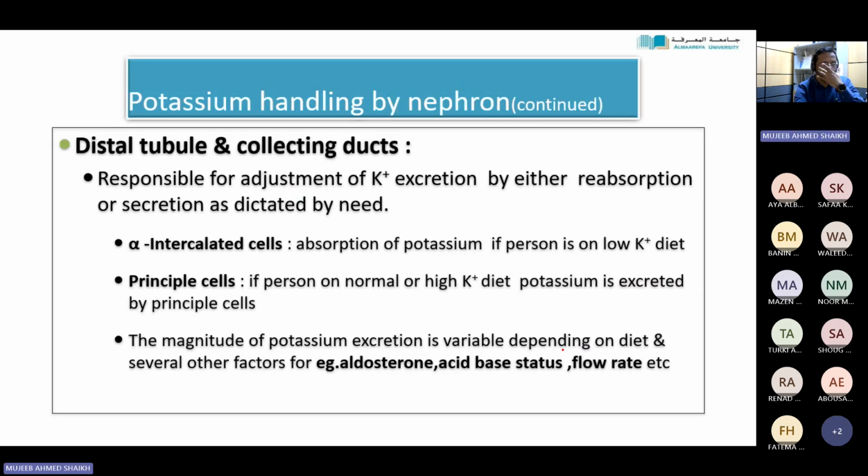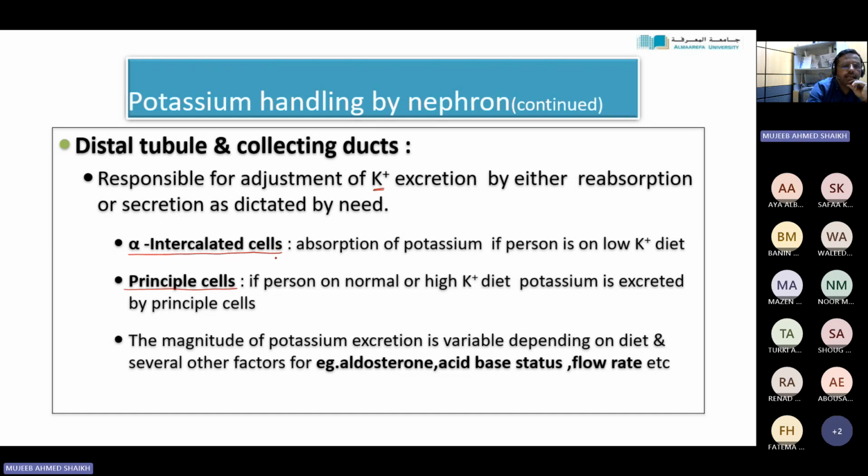For that, you have to remember two types of cells in the DCT and CT. One is known as the special cells, called alpha intercalated cells, and the other is principal cells. These two cells decide whether the potassium is reabsorbed or secreted. The distal tubule and collecting tubule are responsible for adjustment of potassium excretion, how much should be excreted. It can be 1% or it can be 110%.